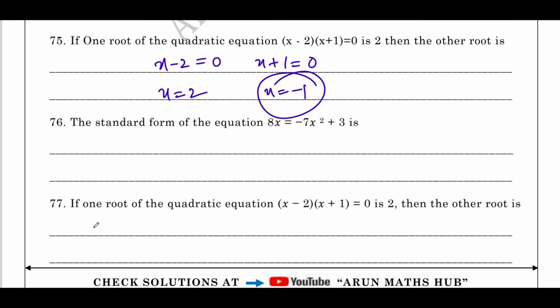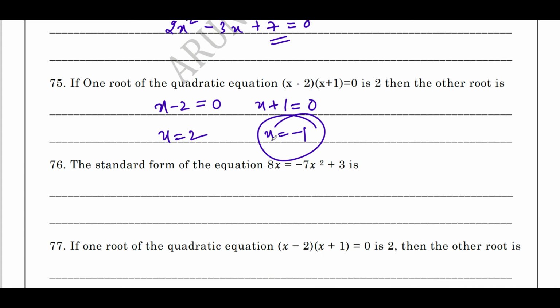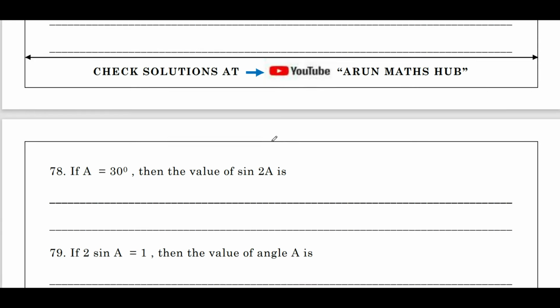So you can try out the 76th question. The standard form of the equation 8x equals minus 7x square plus 3. Shift all the terms on the RHS to LHS, you will get the standard form. So it's a repeated question. 77, you can try it.